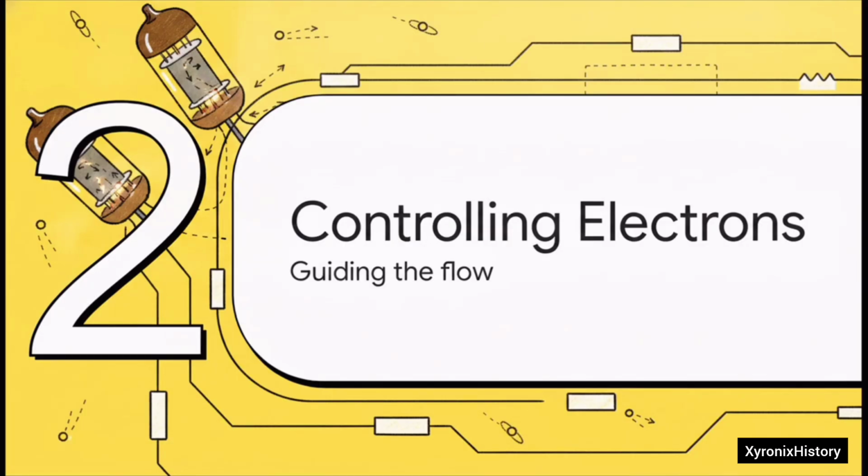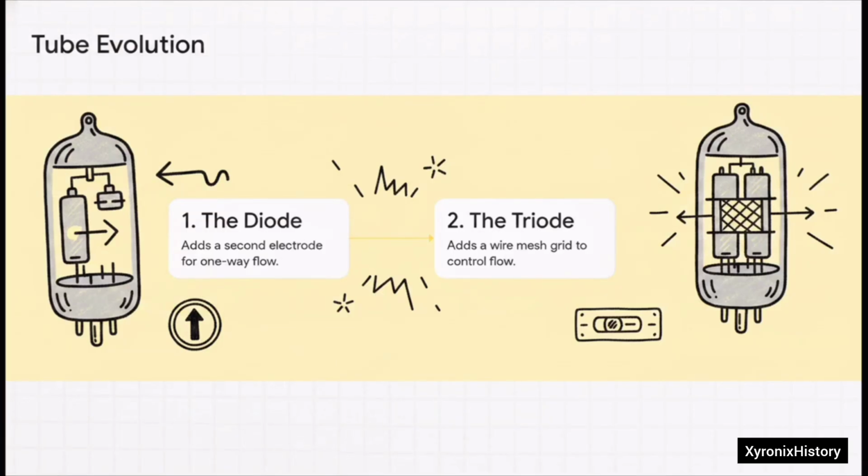Which brings us to Section 2, controlling electrons with tubes, guiding the flow of electricity. Now, that quirky patch of brown glass sparked a massive scientific race to actually control these free-floating electrons. Because, think about it, taming them meant completely revolutionizing electronics. Step 1 happens in 1904. John Ambrose Fleming takes a bulb, adds a second electrode, and bam, creates a one-way street for electricity called a diode.